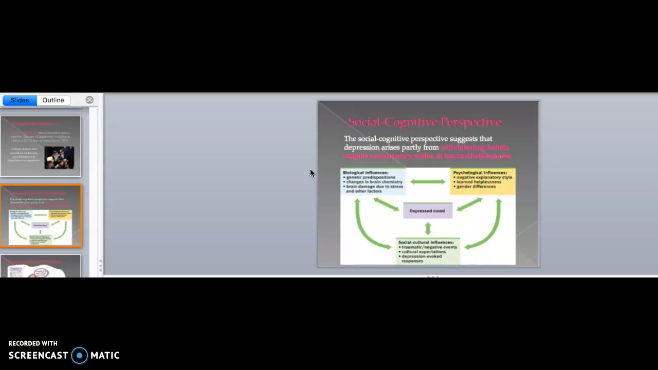The social cognitive perspective is very sociocultural in influence, and this is thought to contribute a lot to mental illness. Again, if we think about the cognitions, there are very self-defeating beliefs, negative explanatory styles. A person's sense of learned helplessness is big here, and that plays a huge role.